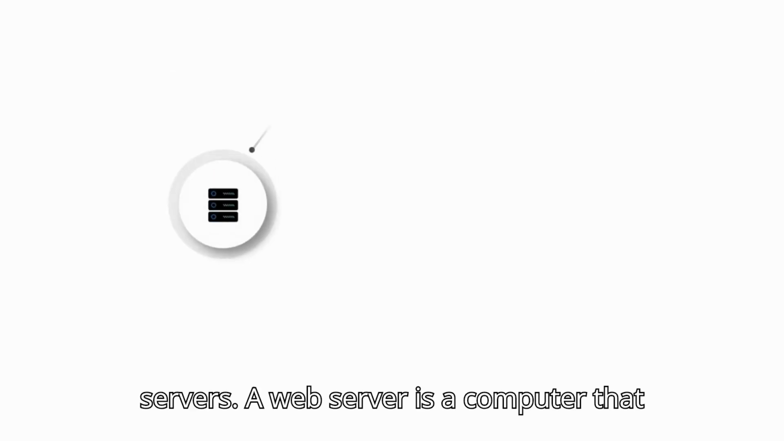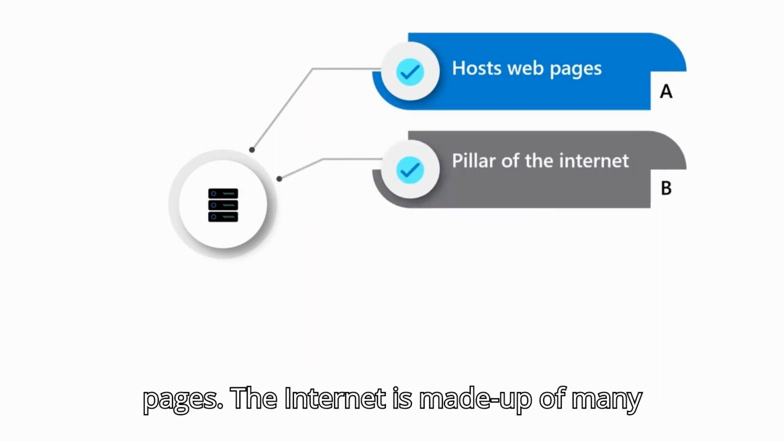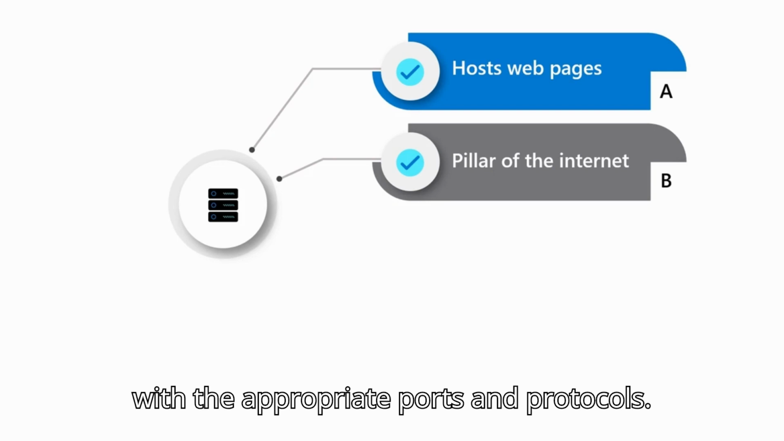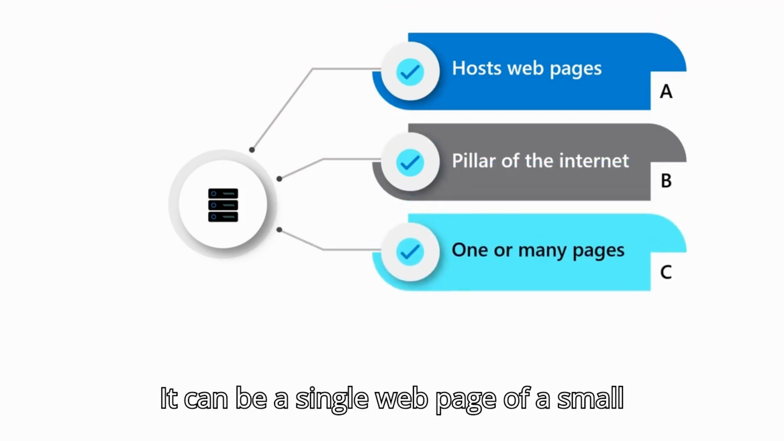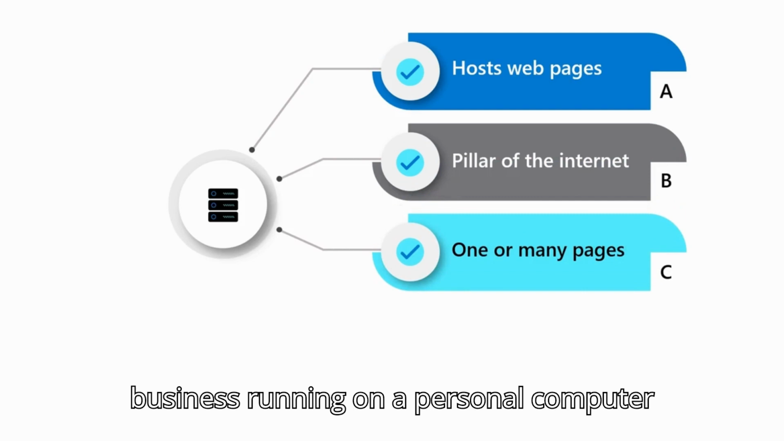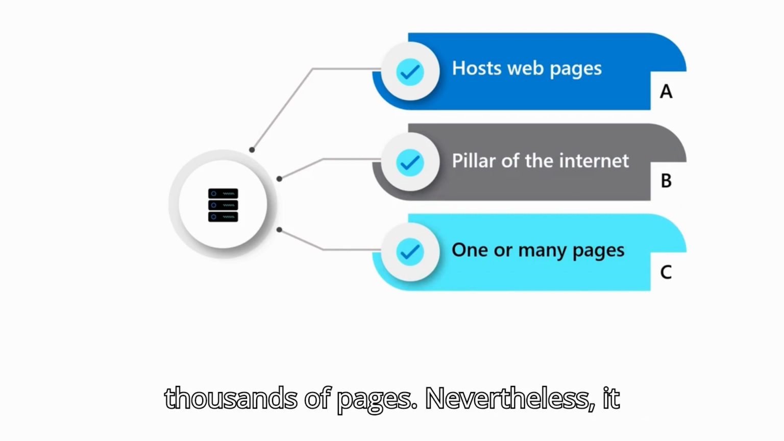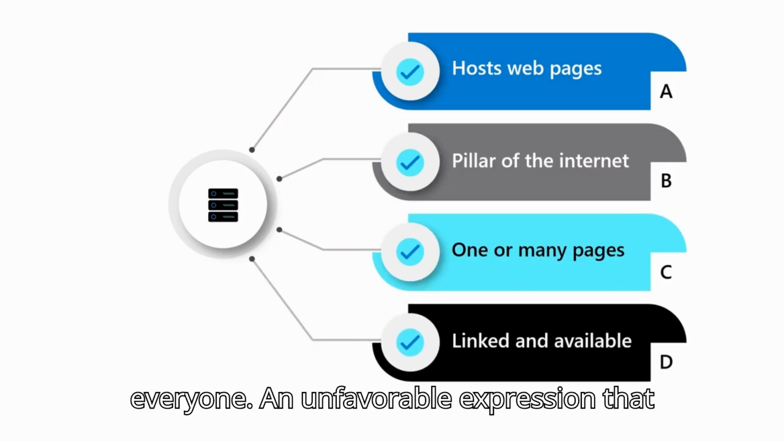A web server is a computer that is dedicated full-time to hosting web pages. The internet is made up of many computers acting as web servers, connected with the appropriate ports and protocols. It can be a single web page of a small business running on a personal computer, or a large multinational company hosting thousands of pages. Nevertheless, it is all interconnected and accessible to everyone.